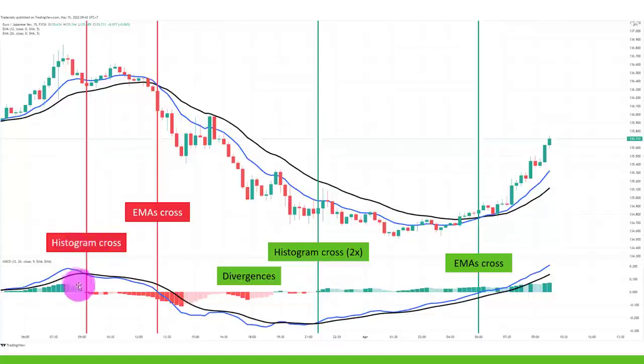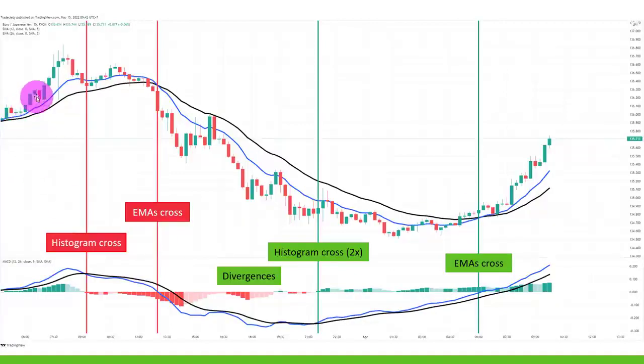So here another example, we have the histogram cross as the first signal. So the bullish trend that has been going on is slowing down, and that's your first heads up that the momentum structure is changing. Then you have the EMAs cross. Then we have a divergence here. We have our histogram cross twice. You can see here first time, then second time. After the divergence, that's a very important signal. And then later we have the EMAs cross, which means the MACD line is going above zero, and that's your final piece to the puzzle.